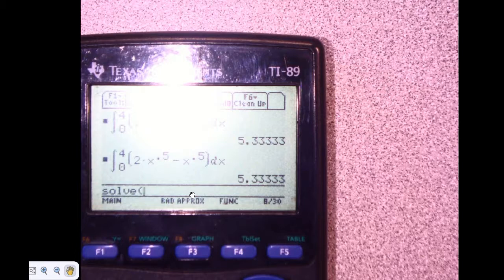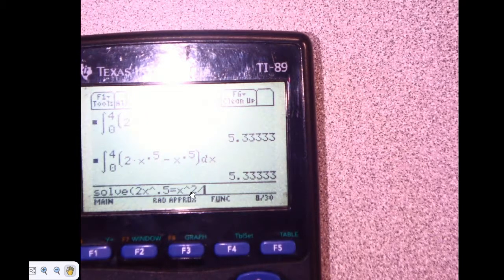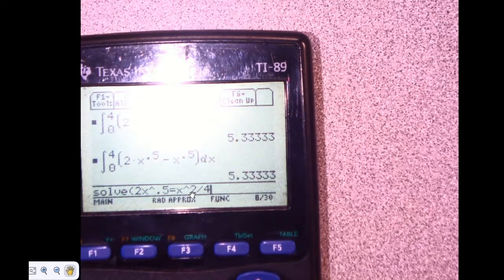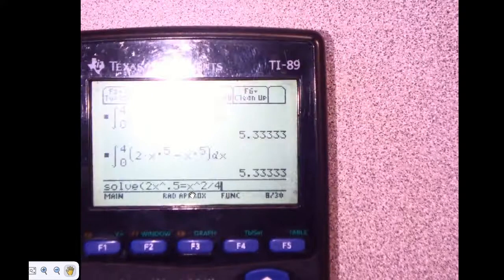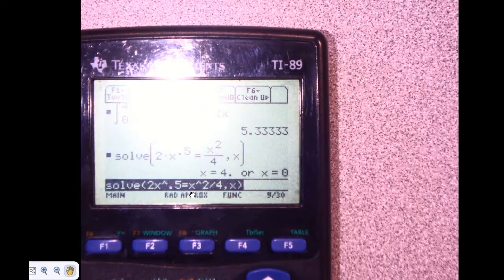And I'm going to type in those equations. So I'm going to go 2x to the 0.5 equals, I'm typing in the actual equation, x squared divided by 4. There's an equal sign on the left-hand side. Then you go comma x, because you have to tell the calculator what variable you want, even though there's only one variable there. It still wants you to specify, hey, solve for x. And you should get x equals 4 and x equals 0, which I can look at the graph and see, but if you don't have the graph, this is what you do.